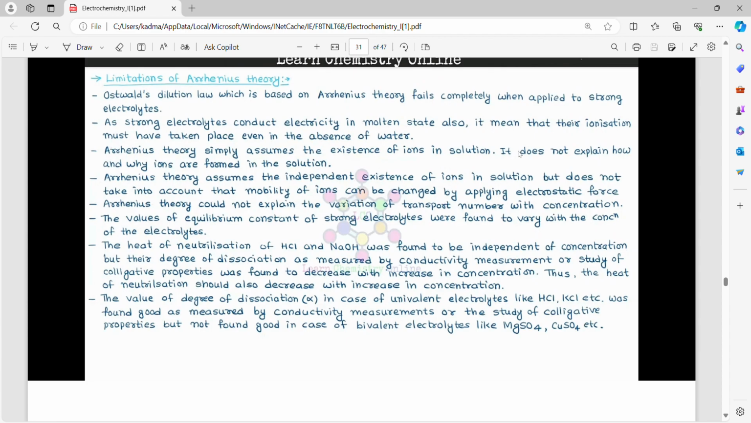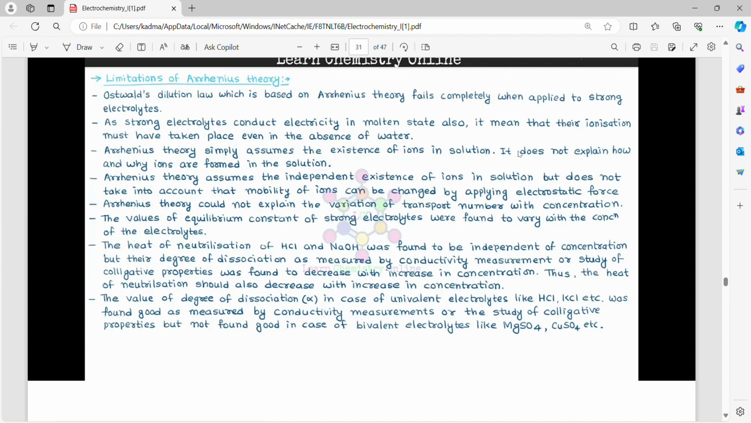Limitations of Arrhenius theory. Ostwald dilution law, which is based on Arrhenius theory, fails completely when applied to strong electrolytes. Strong electrolytes conduct electricity in the molten state, which means their ionization must have taken place even in the absence of water. Arrhenius theory simply assumes the existence of ions in solution. It does not explain how and why ions are formed in solution. It assumes the independent existence of ions in solution, which does not take into account that the mobility of ions can be changed by applying electrostatic force.